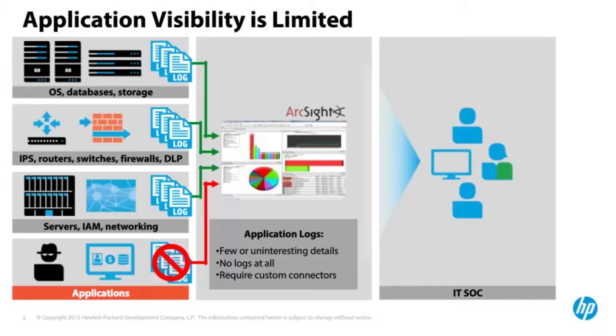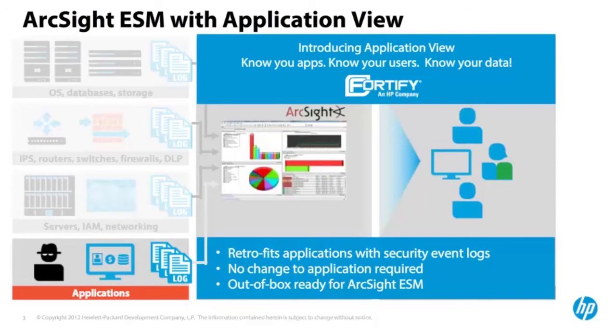That is mainly because the logs that are created by applications are not really meant for security purposes. And if there are interesting logs created at all, then it is really hard to get them into the SIM product. It requires custom connectors to parse the data and get it into the ArcSight solution. And that's exactly where HP ArcSight ApplicationView comes into play.